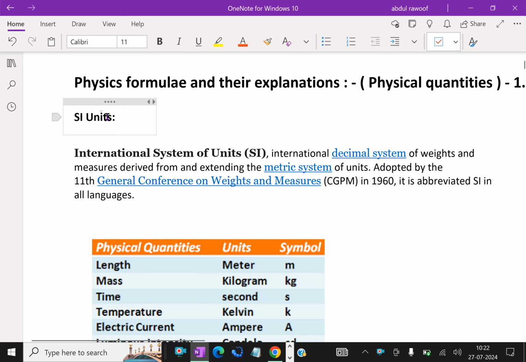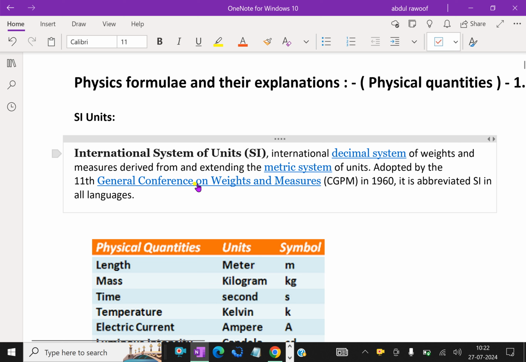In physics, formulae and their explanation, let us discuss physical quantities. In that, what is SI units? International System of Units, that is SI. International Decimal System of Weights and Measures derived from extending the metric system of units.